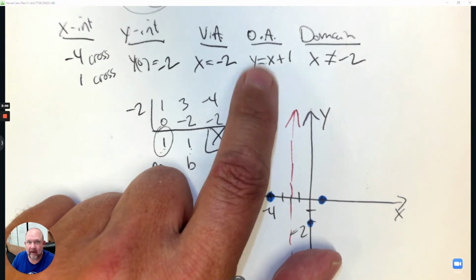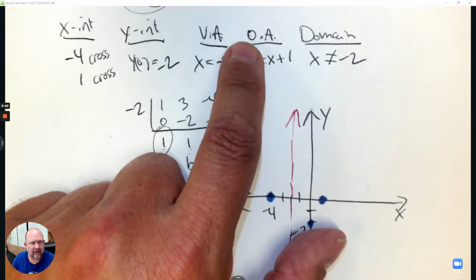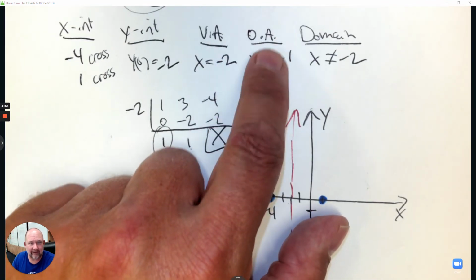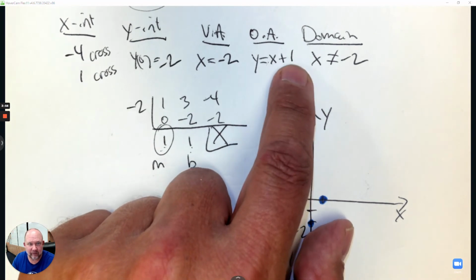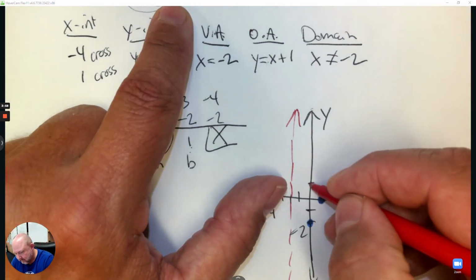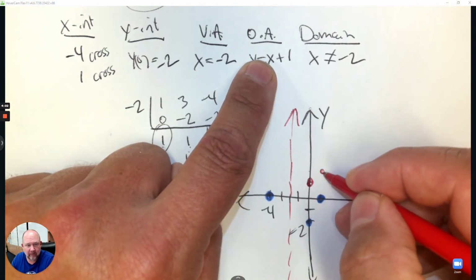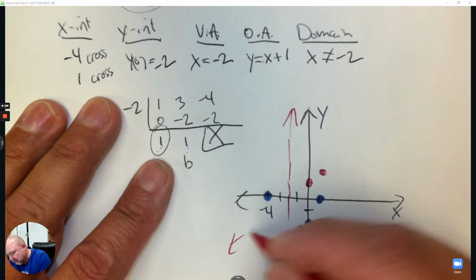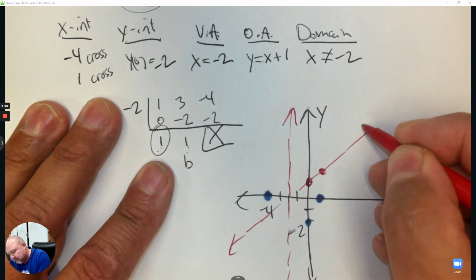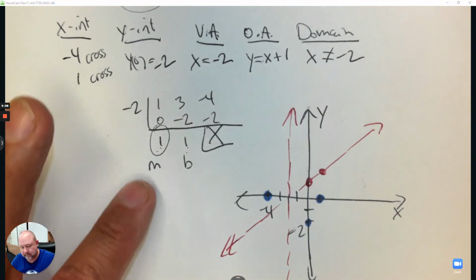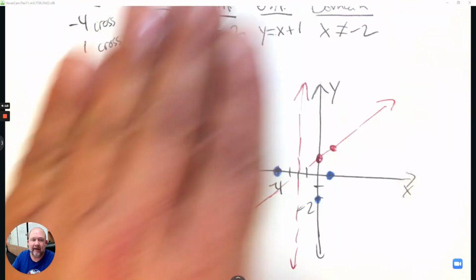And then the oblique asymptote. I was almost going to call it the offensive, the oblique asymptote. Graph a line. So the y-intercept is 1, and then the slope is 1. So I go up 1 and over 1, and then draw my oblique from there. Now you have everything you need on the graph.